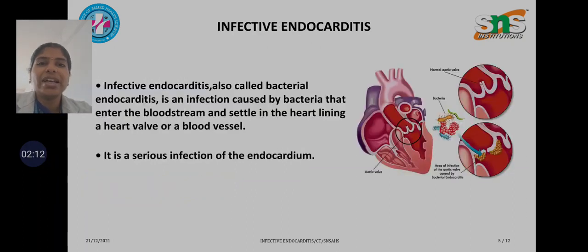And here, infective endocarditis is also called infective bacterial endocarditis. The infection is caused by bacteria that enter the bloodstream and settle in the heart lining, heart valves and blood vessels. It is a very serious infection of the endocardium. See the picture which summarizes the infection in the aortic valve, and this one is a normal aortic valve.